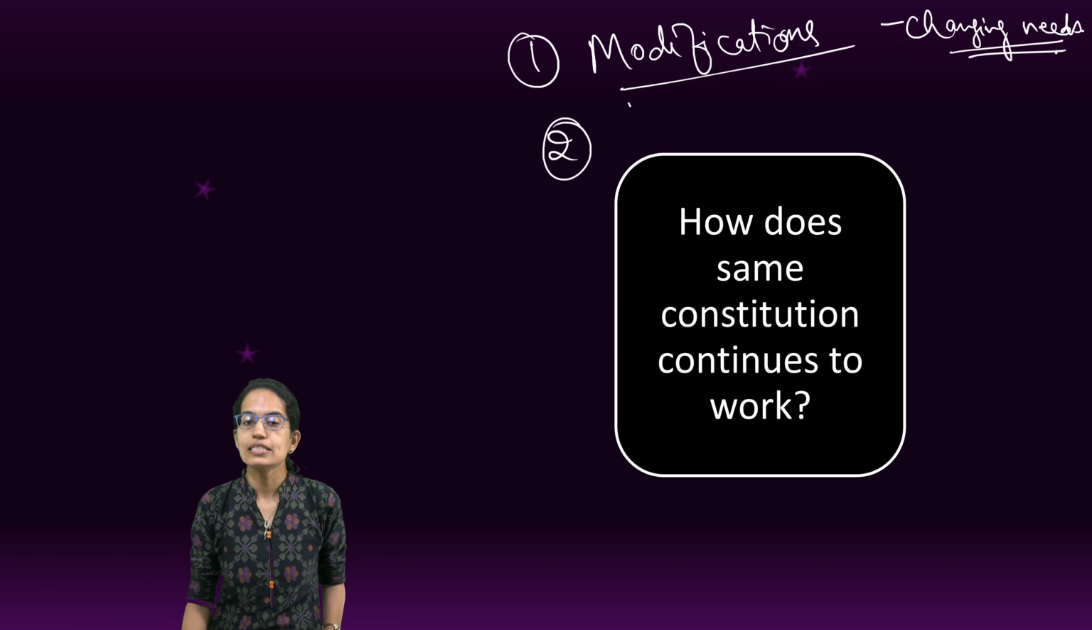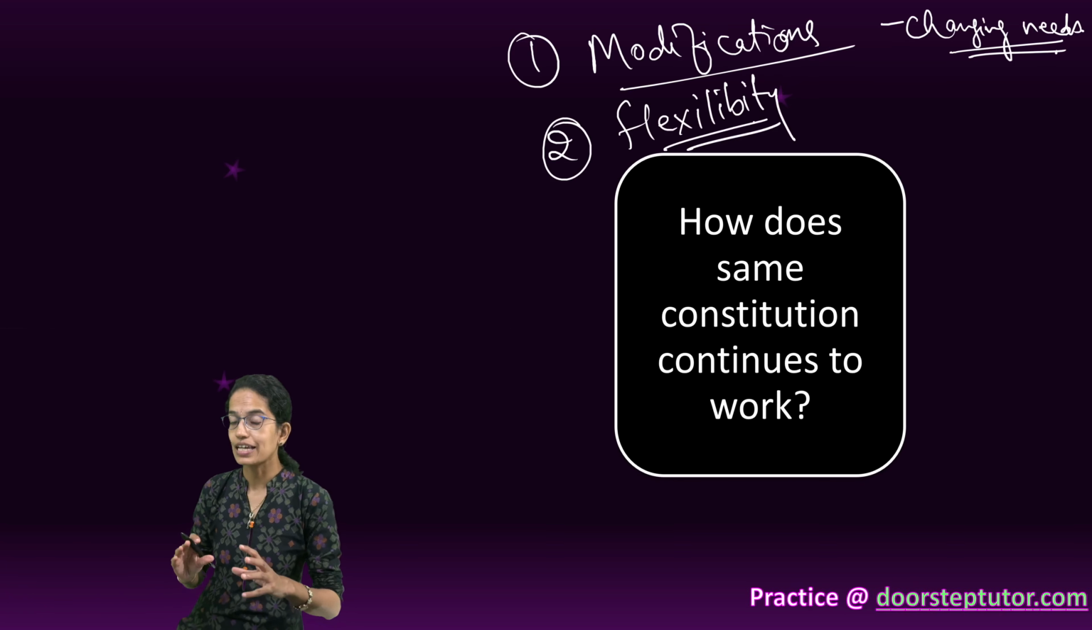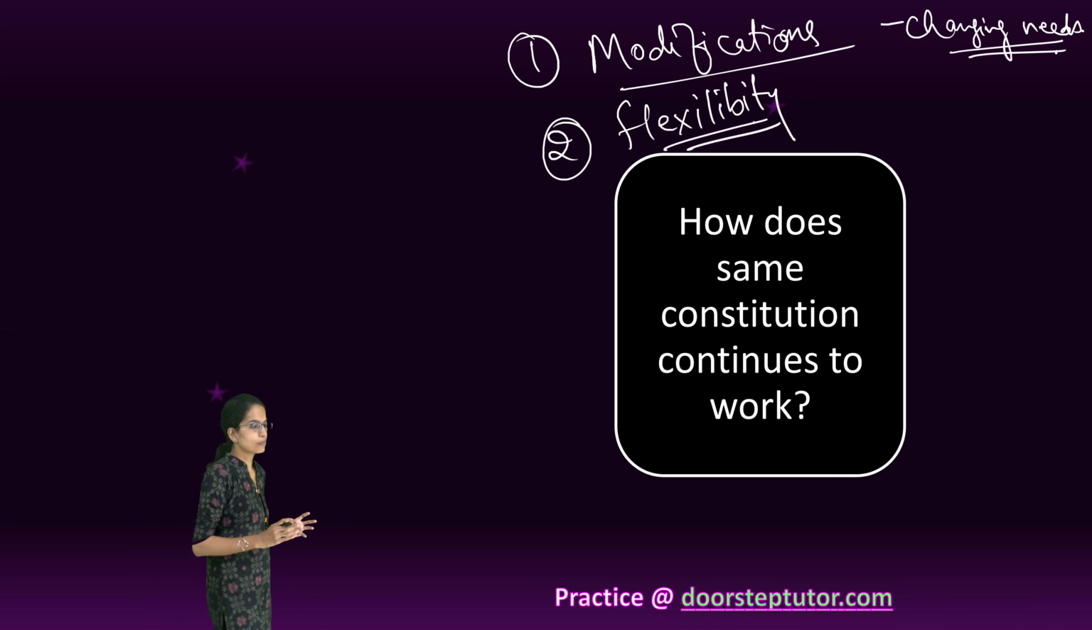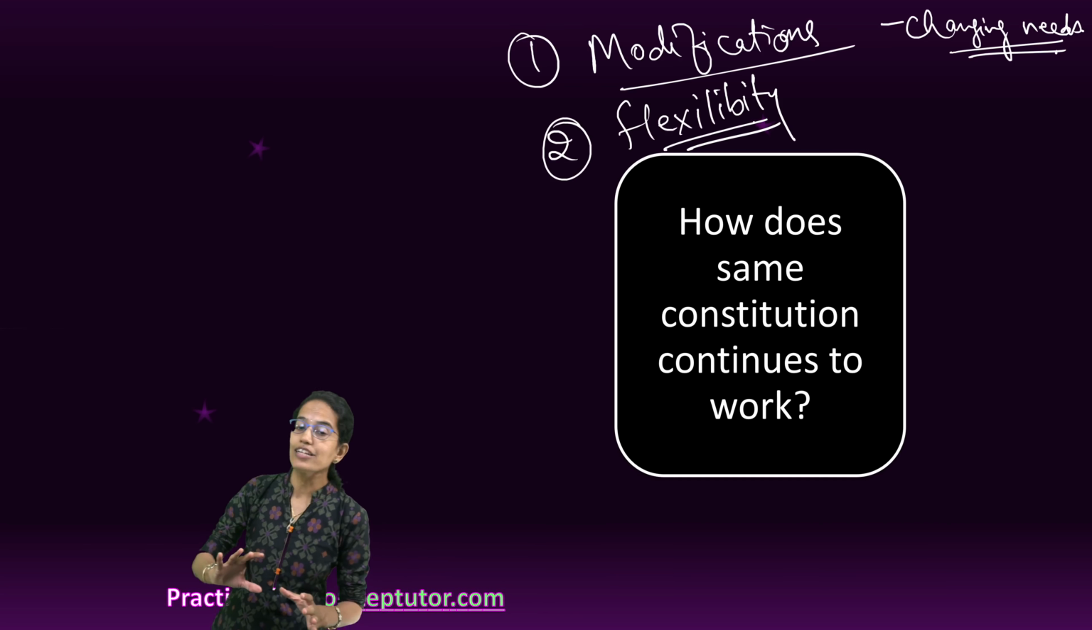The next is the flexibility in interpretation. So how do we interpret the constitution? That's again an important aspect. As we know, the Indian constitution is rigid as well as flexible.